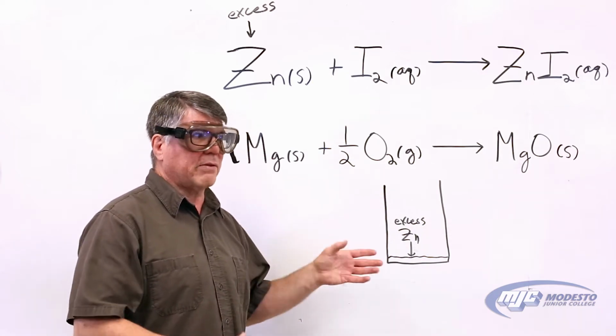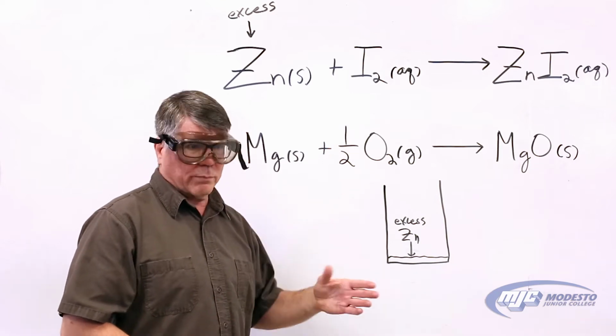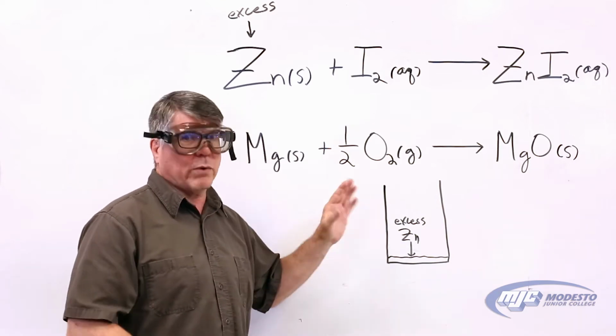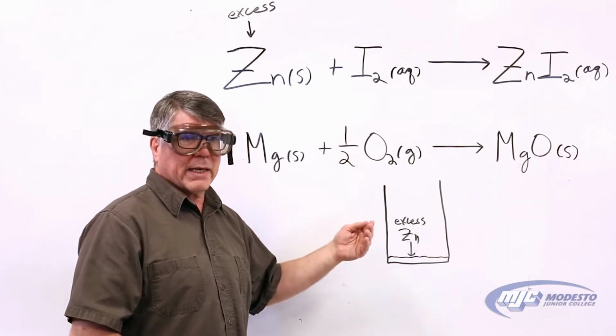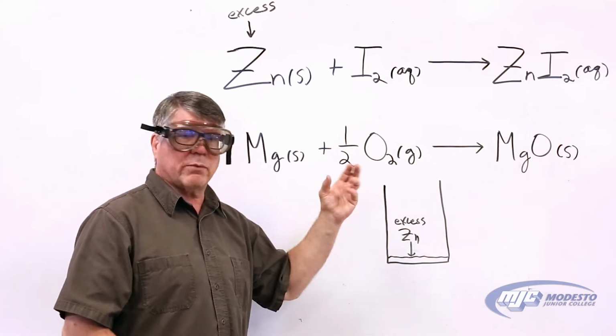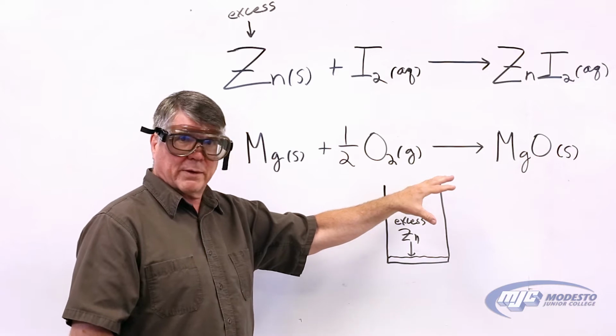What we're going to do is add some water after we've heated this up for a while and it's cool, and then heat it up again. That ends up taking care of the nitrogen, and we end up with all magnesium oxide.